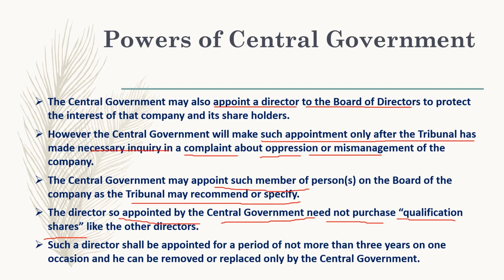As we have seen in the restrictions on the appointment of a director, he should purchase some shares of the company, then only he can become a director. But a person who is appointed directly by the central government need not purchase these types of shares. Such a director shall be appointed for a period of not more than 3 years on one occasion, and can be removed or replaced only by the central government. If a company wants to remove or replace that director, they cannot do that. Only the central government can remove or replace that director. So these are the powers of the central government.